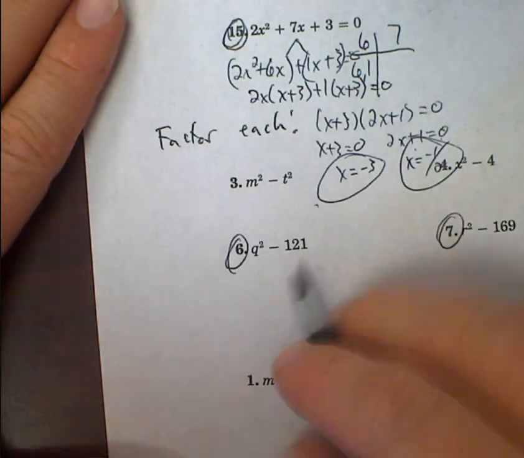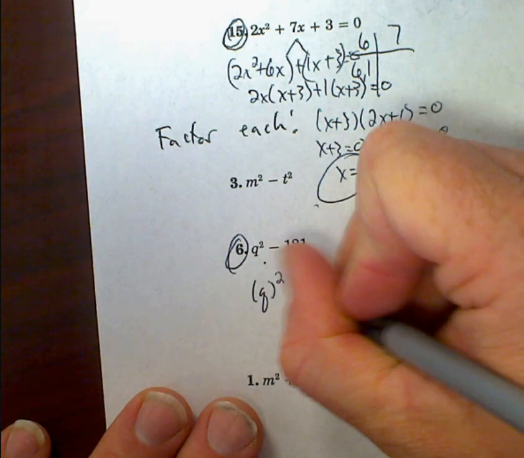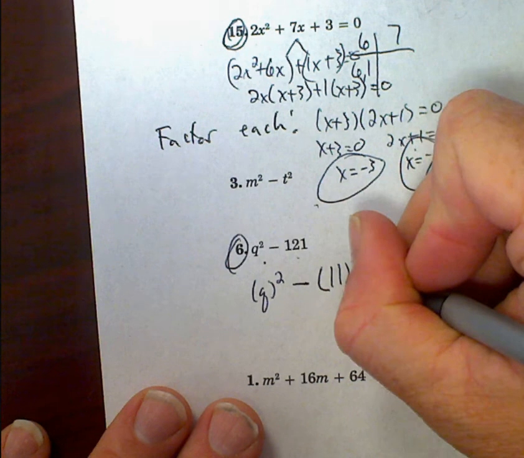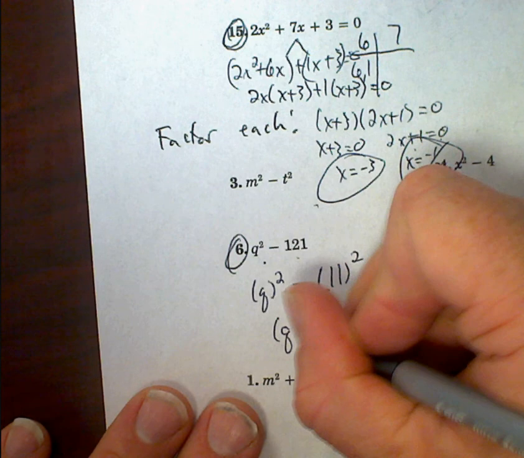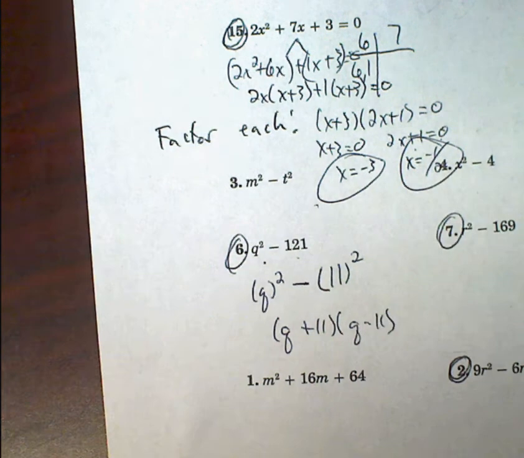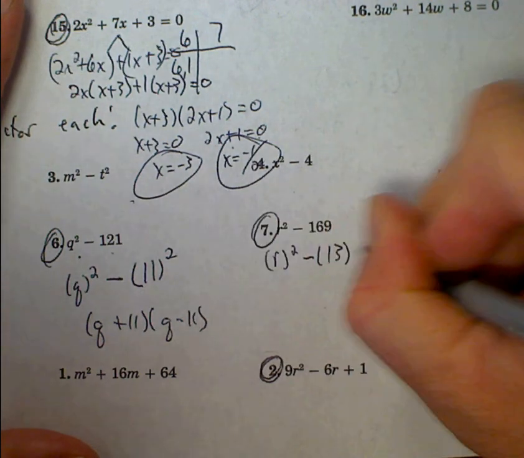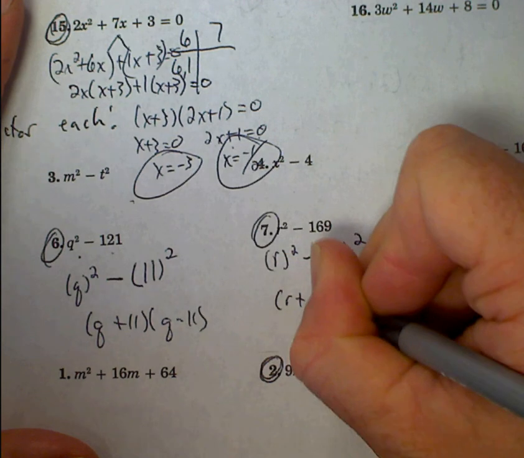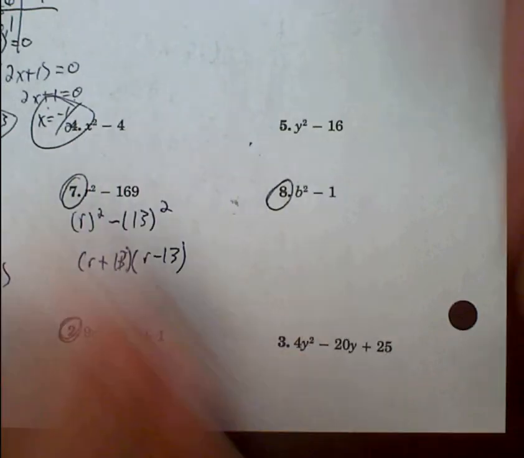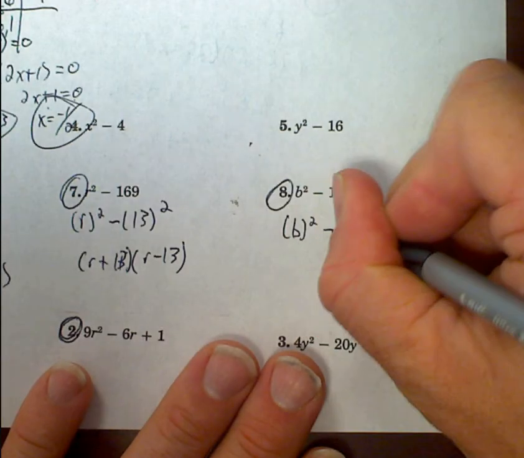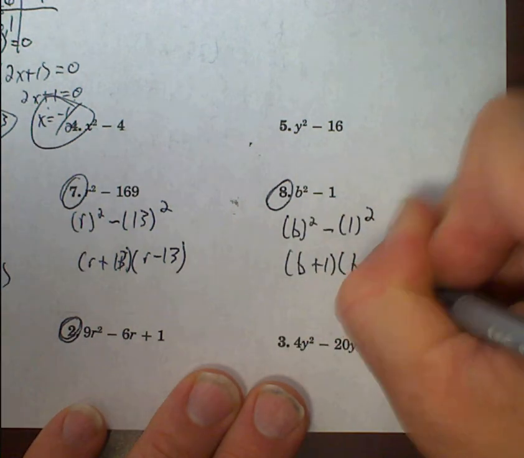Number 6. This is a binomial. I can't take anything out. It's probably a perfect square. Difference of squares, sorry. So it is. So it's q squared minus 11 squared. So that's q plus 11, q minus 11. This is r squared minus 13 squared. R plus 13, r minus 13. This is b squared minus 1 squared. So that's b plus 1, b minus 1.